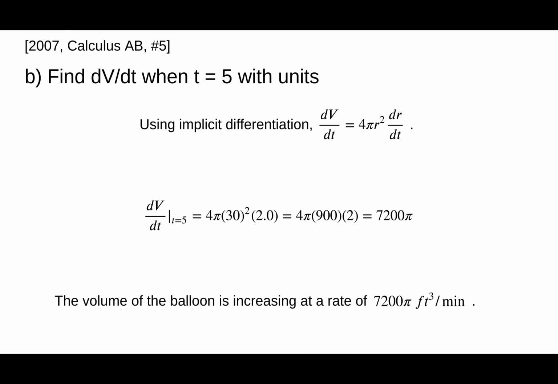All right, so the volume of the balloon is increasing at a rate of 7,200 pi cubic feet per minute. The radius is given in feet and volume is measured in terms of cubic units. So the volume of the balloon is increasing at a rate of 7,200 pi cubic feet per minute with the correct label.